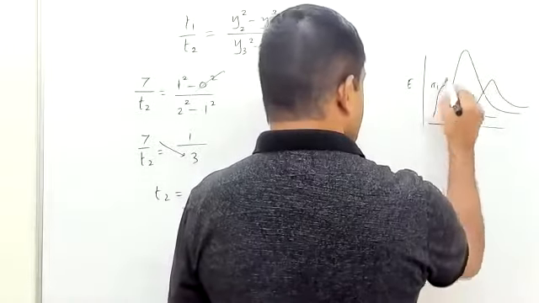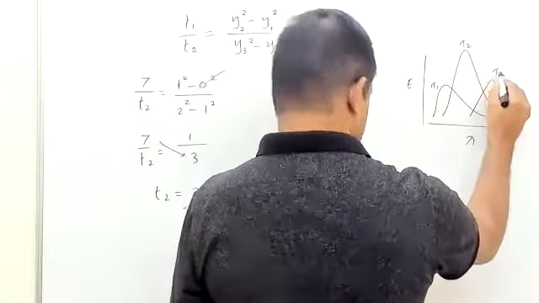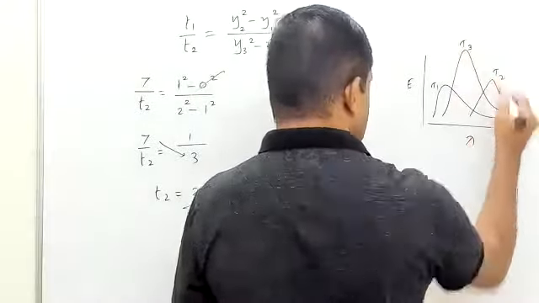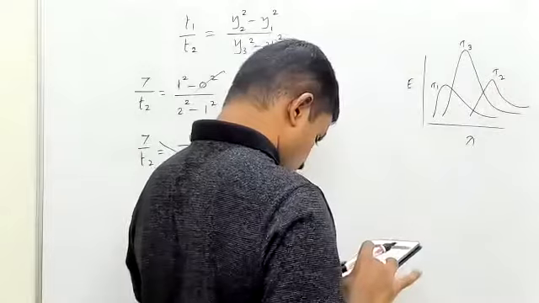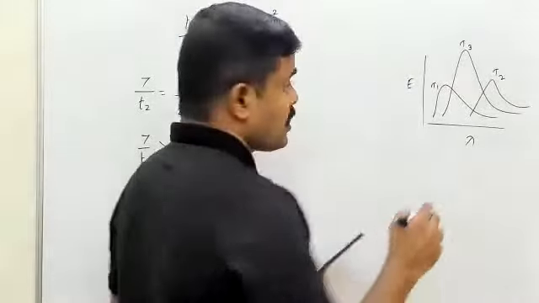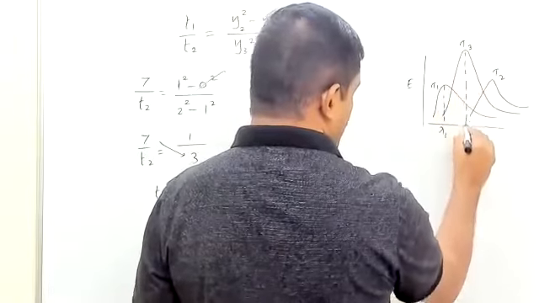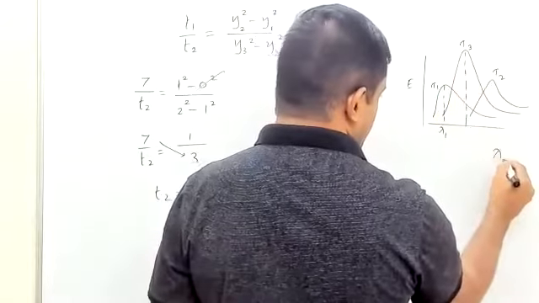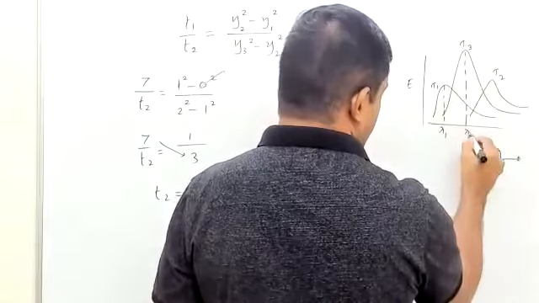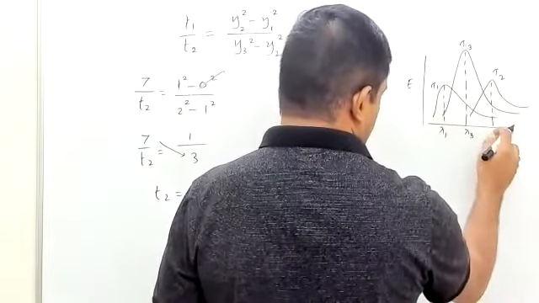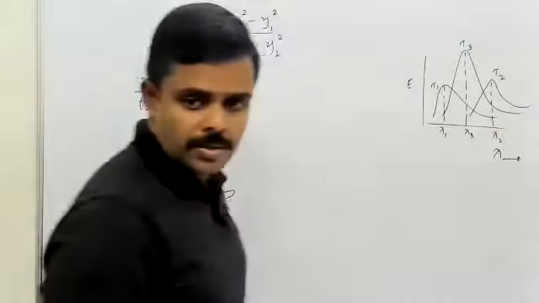There are 3 graphs. This is T1 temperature. This is T2 temperature. This is T3. Be very careful. This is T3. This is T2. Yes, T1, T3, T2. All right. And if you come here, this is lambda 1. Lambda 3 maximum. This is lambda 2 maximum. All right. Do you remember this?